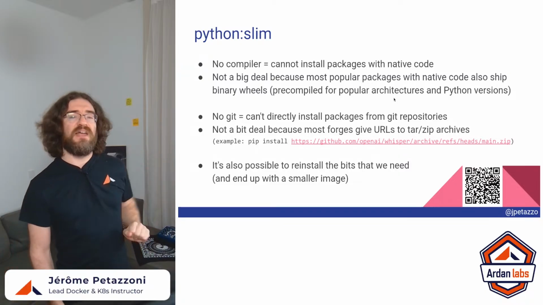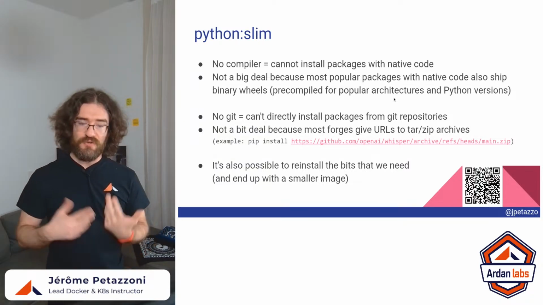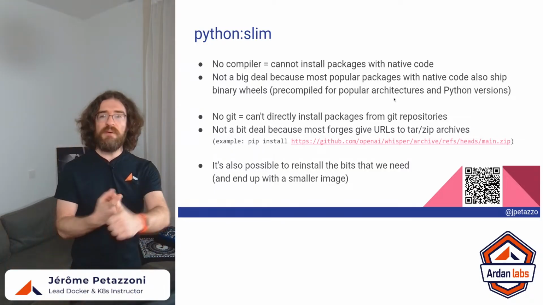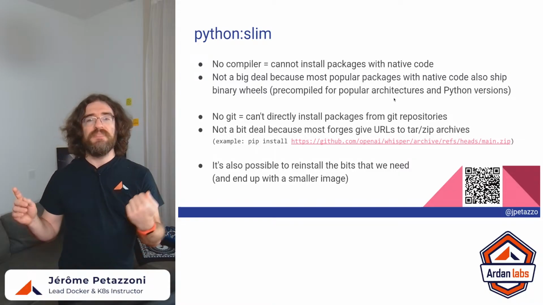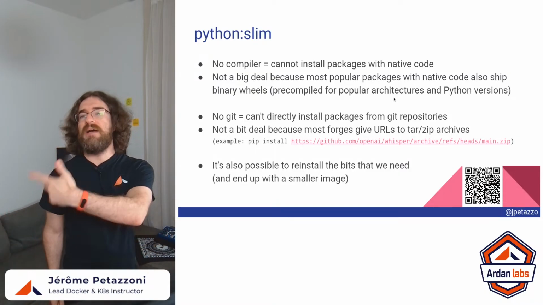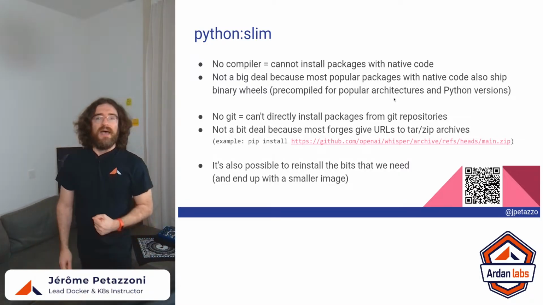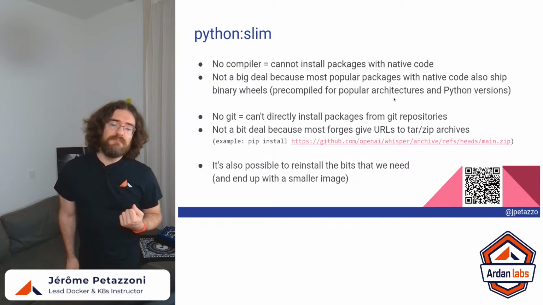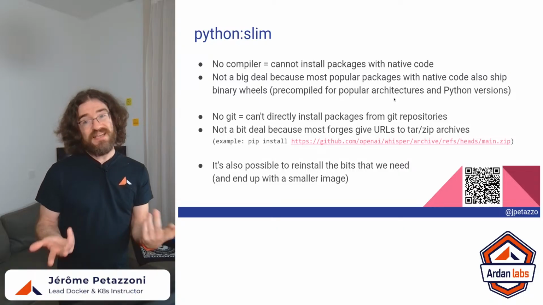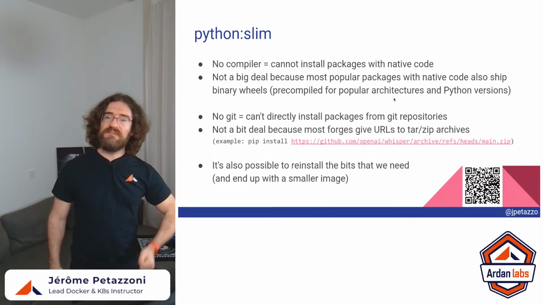So when you have code like that, the problem is that when you try to install that package, the code must be compiled, which means you need to have a compiler and you need to have the Python SDK. Often it's a package called python-dev on your distro, so you need to have that. So if you're using Python Slim, you cannot install these packages.